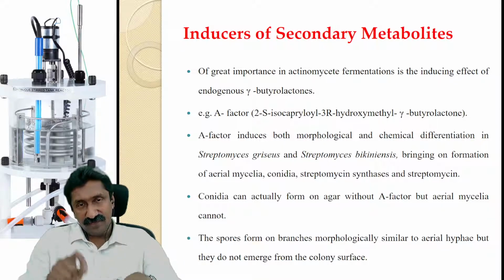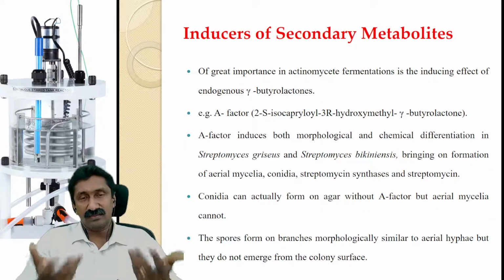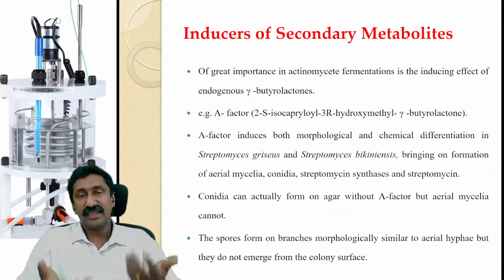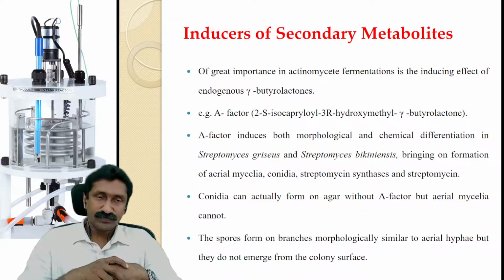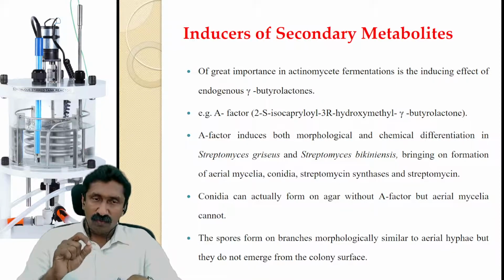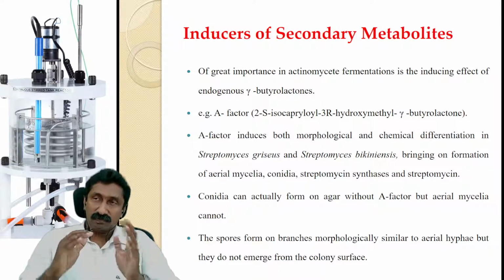So if A factor is there, then it will form aerial mycelia and conidia will rise above the agar surface, and you will have an aerial growth of the concerned actinomycete. The spore form of the spore actually it forms on branches.